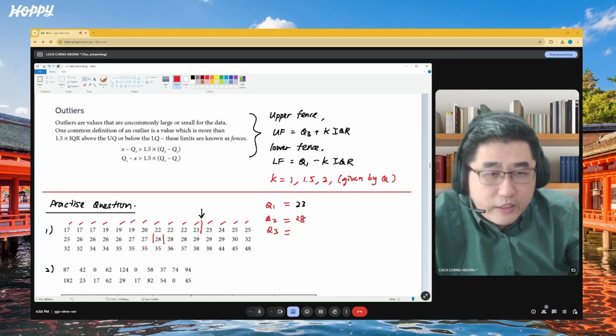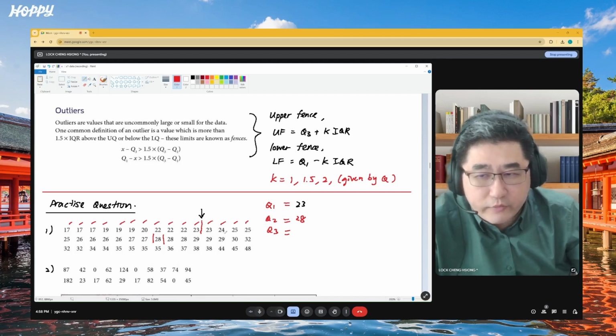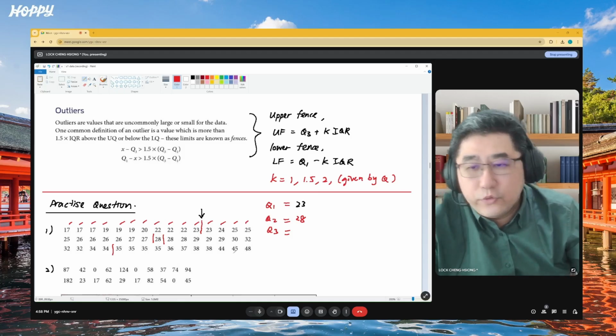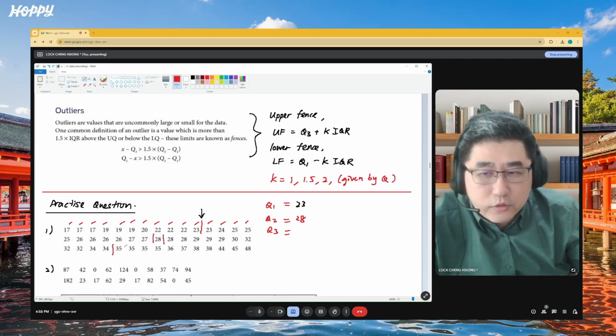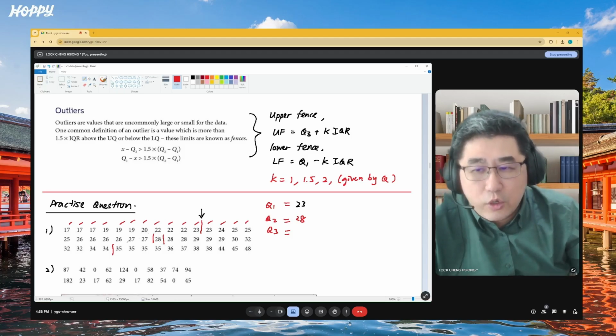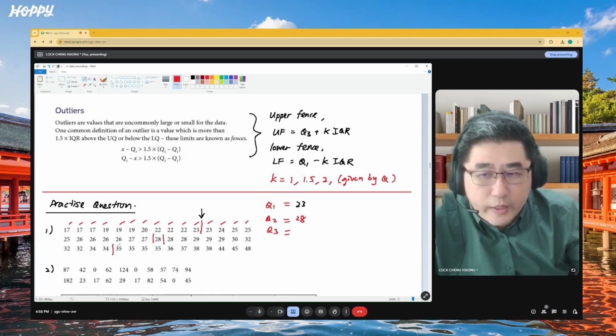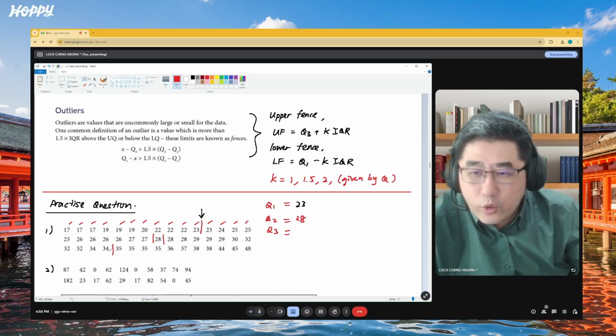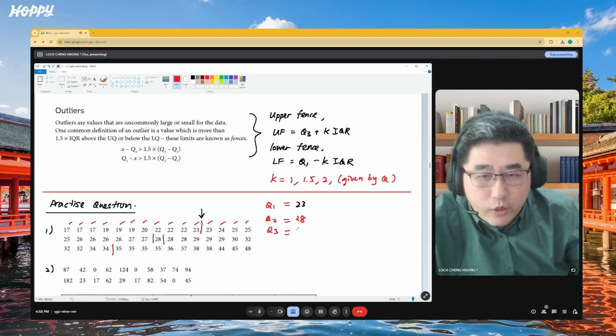After that, we also need to calculate the upper part. So I need to count 11 numbers from the upper part. 1, 2, 3, 4, 5, 6, 7, 8, 9, 10, 11. These three numbers separate the whole data into 11 numbers, 11 numbers, 11 numbers, 11 numbers. So the third number that separates the 11 will be 34.5.